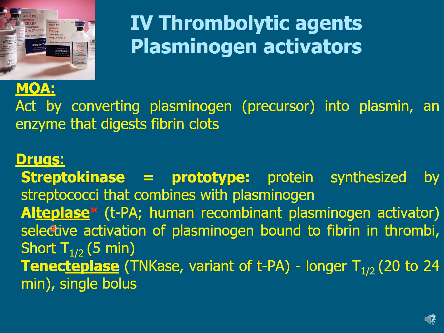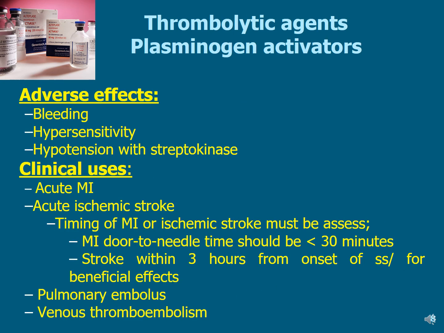There are different types. You have streptokinase, which was the prototype, and then alteplase and tenecteplase. Again, I underline the common termination on those medications that will indicate that they are thrombolytic agents. They are recombinant plasminogen activators, and they are selective to the activation of plasminogen bound to fibrin in thrombi. They have a very short half-life, so you see 5 minutes for alteplase, and this one has a little bit longer half-life. And again, adverse effect, risk of bleeding. You can have some risk of hypersensitivity reaction or hypotension with streptokinase.